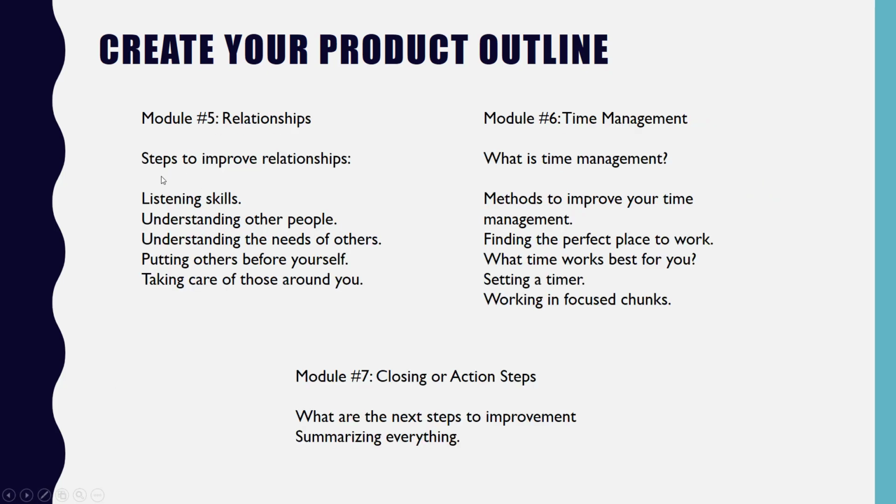Module 5 is how to improve yourself, self-improvement with relationships. So here's some steps to improve relationships. I identified listening skills, so that'll be a page or a PowerPoint slide that I go over. How to understand other people and work with people. How to understand the needs of others and putting others before yourself. How to take care of those around you so you can be better in your relationships.